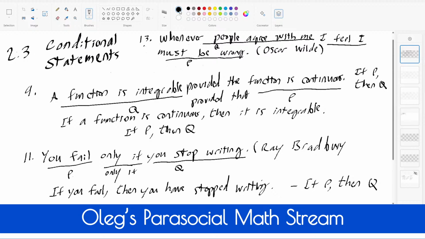So we're doing if P then Q. If I feel, and that's, yeah. Wait a minute here. No. Speaking of repeating the same mistake, at least I caught it. So we're going with Q whenever P. No, I'm sorry, I'm confusing myself. Whenever P, then also Q. So whenever P, whenever I feel I must be wrong, then also people agree with me.